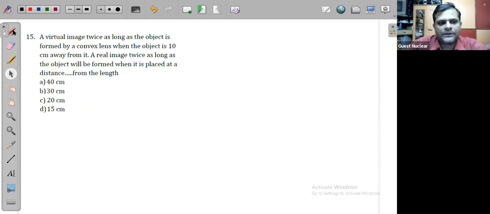Okay, just read it carefully. A virtual image twice as long as the object is formed by a convex lens. Okay, that means the virtual image is h dash, which is twice that of the object, when an object is at say 10 centimeter away from it. That means u is again given here. U is given to be minus 10 centimeter here.